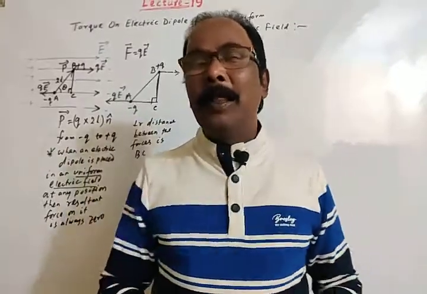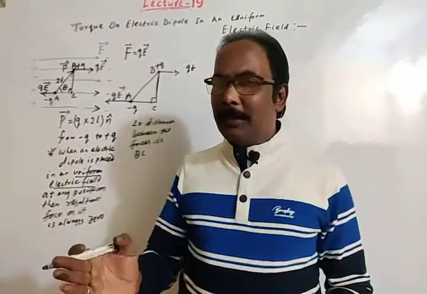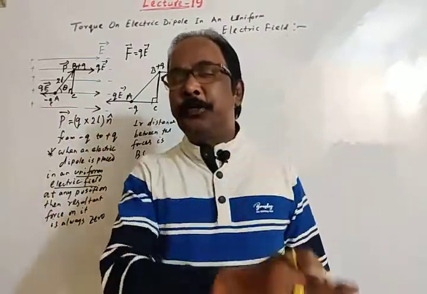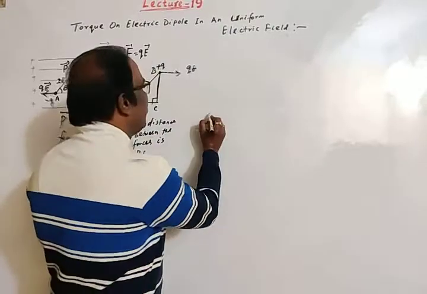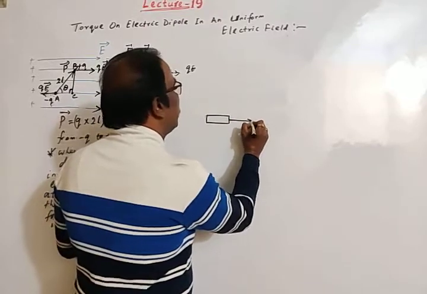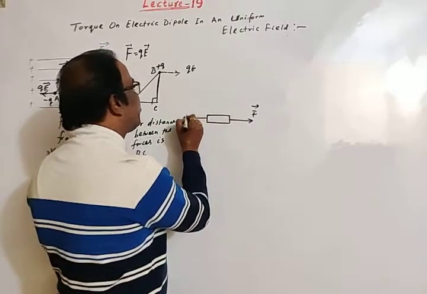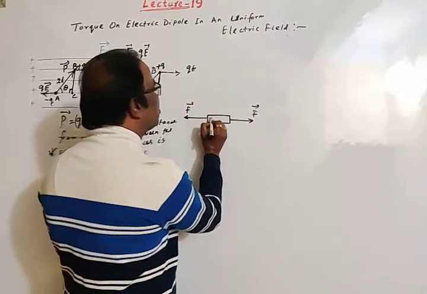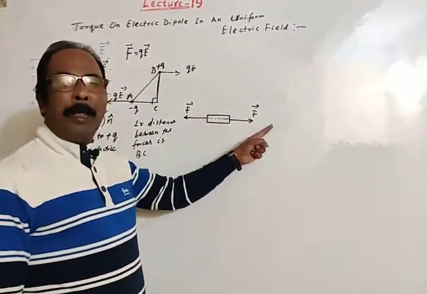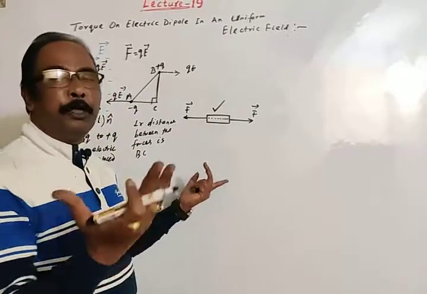Again, the fundamental concept: if two equal and opposite forces act on a body separated by a distance, then it constitutes a couple. I am showing you. Suppose this is a body. Suppose along this direction I am pulling the body with a force F, and in the opposite direction I am pulling the body with the same force F. Okay. So these two forces are equal in magnitude, opposite in direction. So the resultant force on this body is 0.